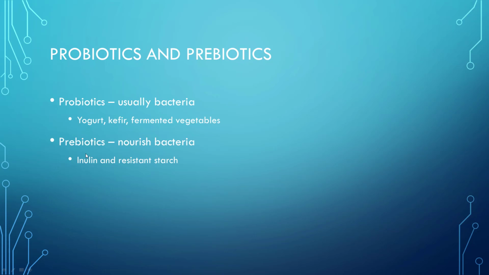And probiotics are a good way to do that. So here you see it. Probiotics and prebiotics. Probiotics are usually the bacteria. Here are the type of food items you can get probiotics from: yogurt, kefir, fermented vegetables. If you like sauerkraut, you're in good shape with this.